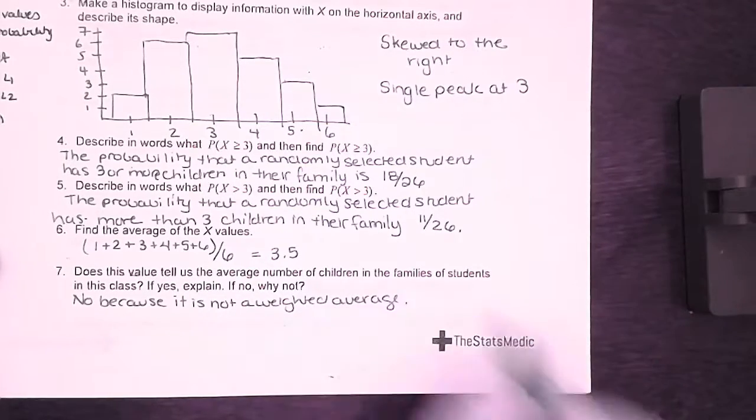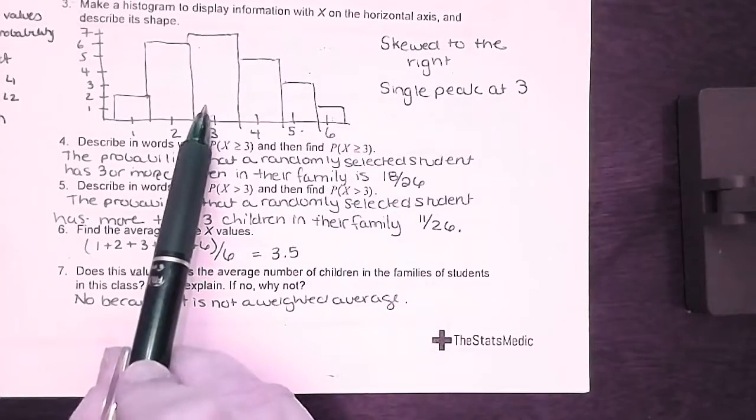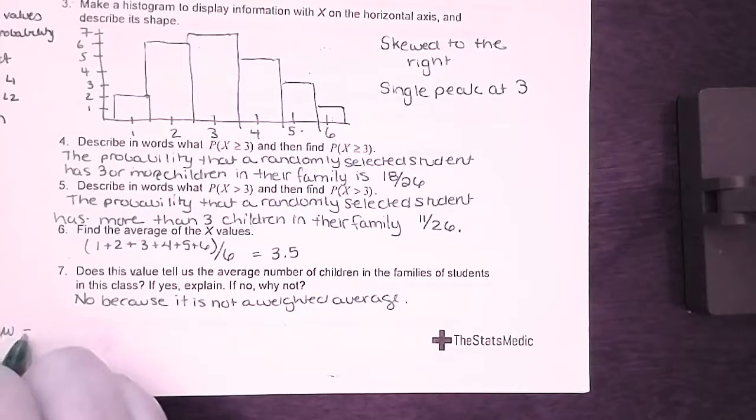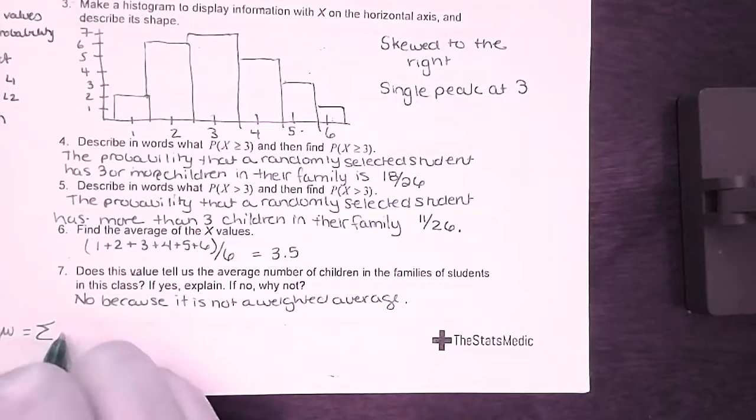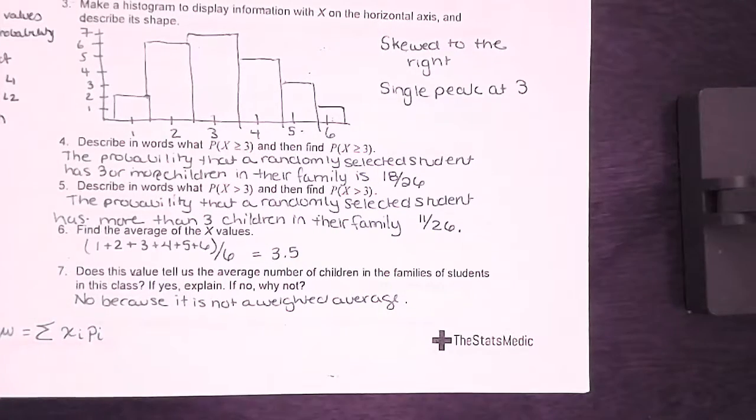Okay. So 6 shouldn't count as much as 3 does, right? So what we're going to do is take the expected value, or the mean. This is the whole idea of what the actual mean expected value is for probability. Remember that formula: here's your mean, it's the sum of each x value times its associated probability, and then you add them all up.